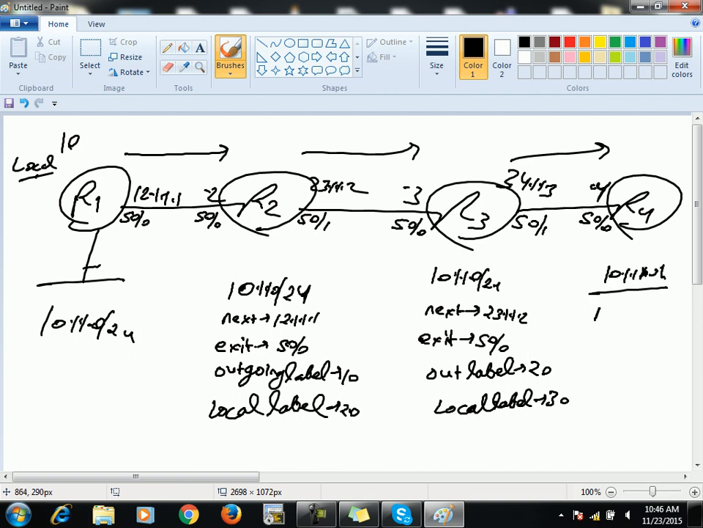Then R3 will give this information to R4, that if you want to reach 10.1.1.0/24, then your next hop address is going to be 34.1.3, exit interface is going to be serial 0/0, and outgoing label is going to be 30, and let's say the local label it has generated is 40.